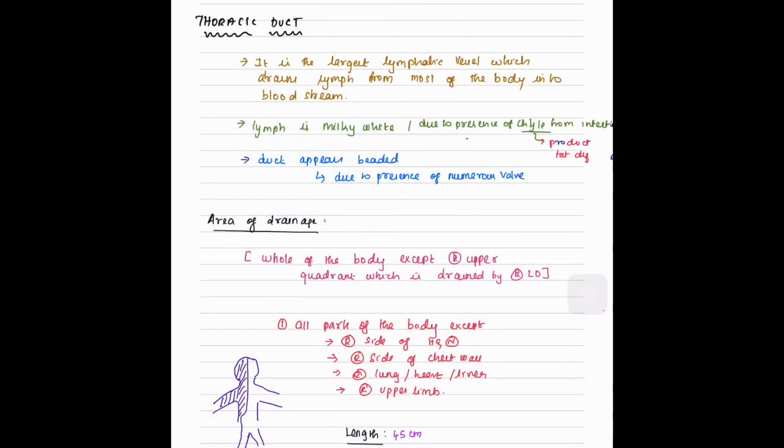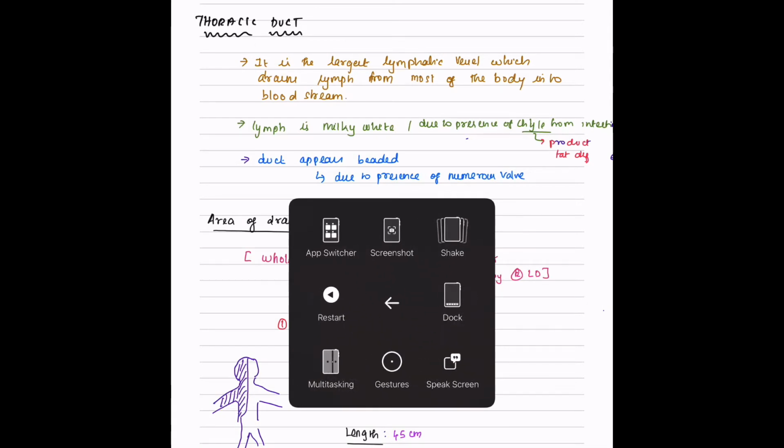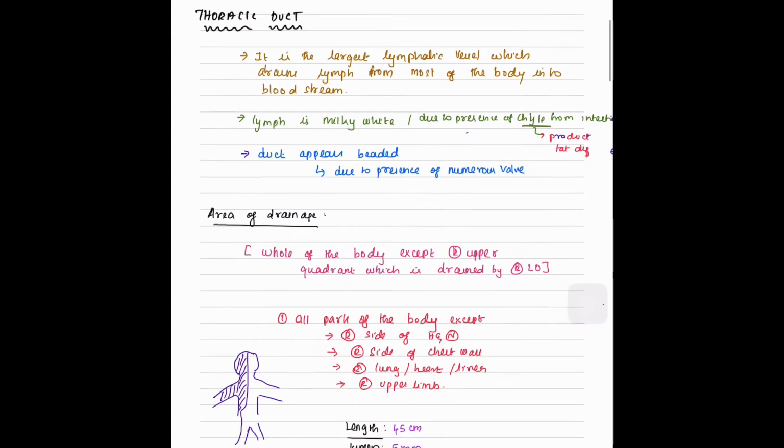Today's topic is about the thoracic duct. The thoracic duct is the largest lymphatic vessel, which drains lymph from most of the body into the bloodstream. Lymph is milky white due to the presence of chyle from the intestine, which is a product of fat digestion. The thoracic duct appears beaded because of the presence of numerous valves in it.